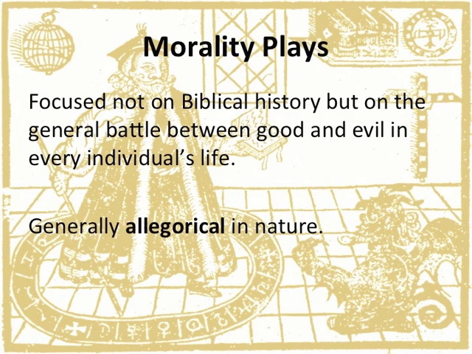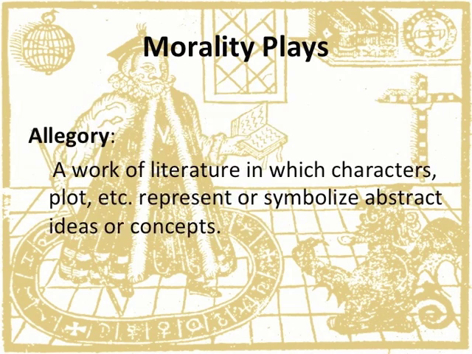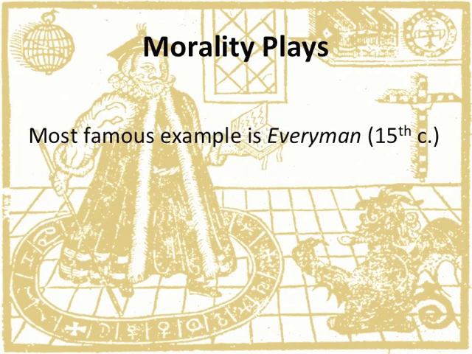An allegory is a symbolic work of literature in which the characters and the plot and other details represent larger or more general ideas. Maybe the best way to understand what allegory is like is to look at one particular morality play, probably the best known of all the medieval morality plays, a play called Everyman. Now, as you can tell from the title of the play, this is a play about ordinary people.